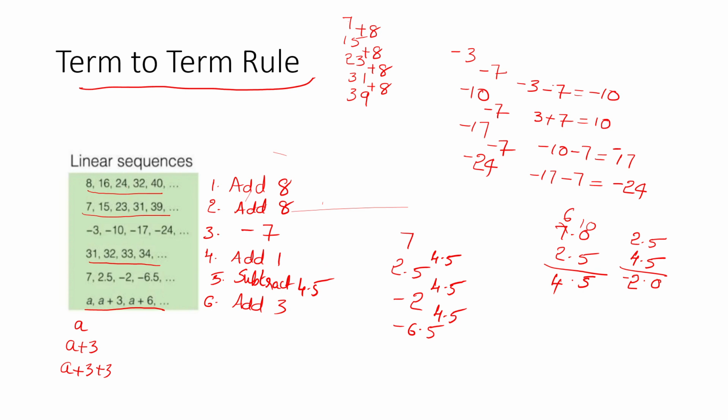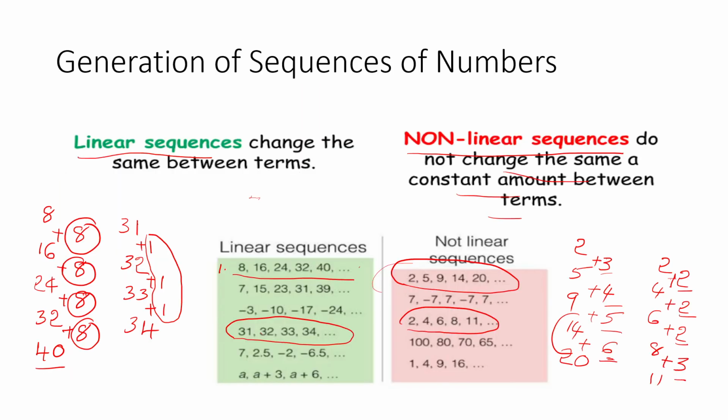Or in the previous slide we have seen, when I am taking any two terms, the difference or that change should be constant, isn't it? And that constant change is called the term to term rule. Okay, what I have done on the first element in order to get the second element, what I have done on the second element in order to get the third element, like that. So that is the rule, term to term rule.